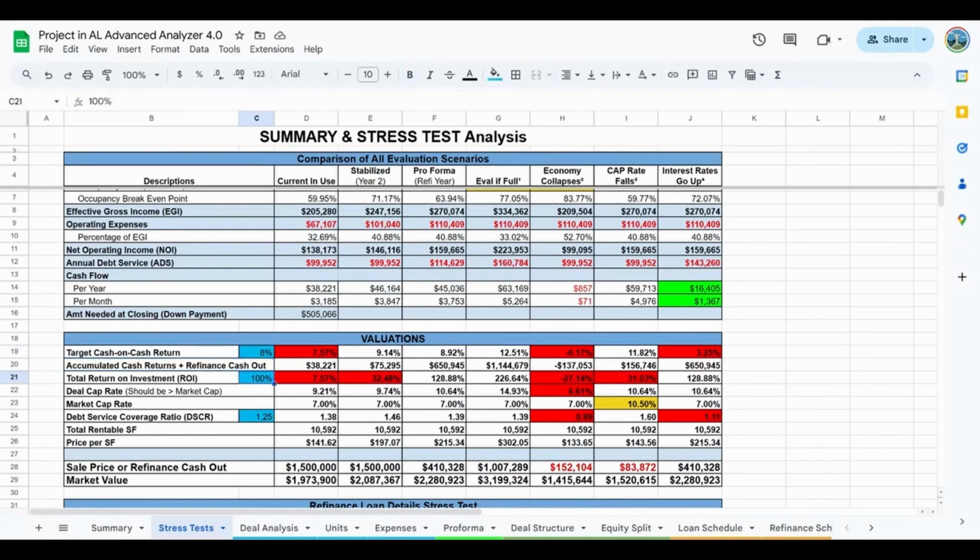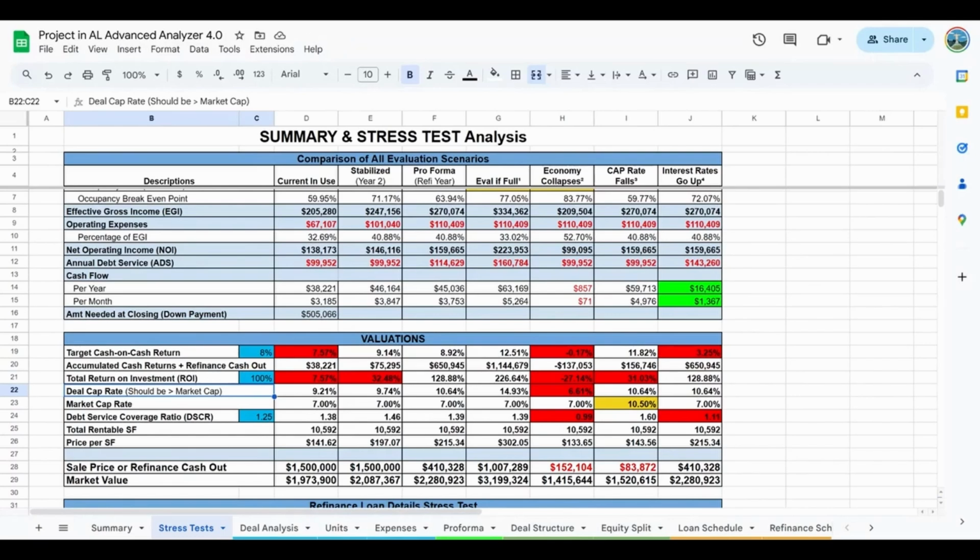And then the next benchmark we look at is our total return on investment. I usually look for 100%, but sometimes you may want to look for more, like maybe 150%. And you'll see if it doesn't meet that benchmark, the cell itself will turn red to notify you that it's not meeting that benchmark.